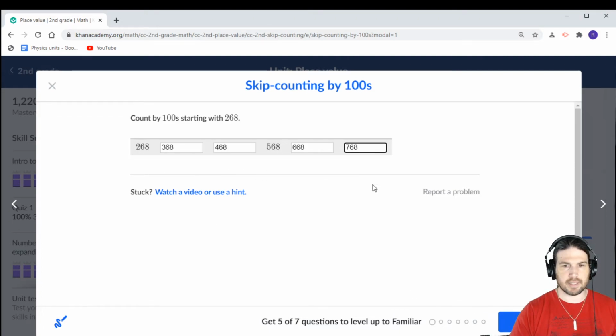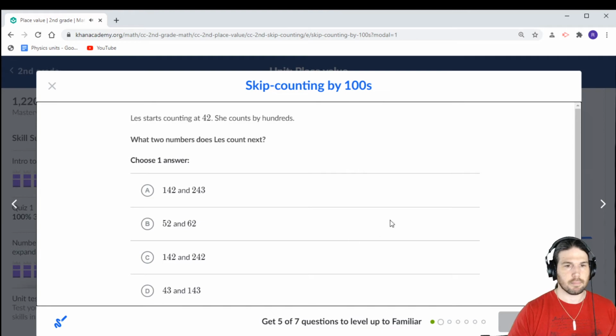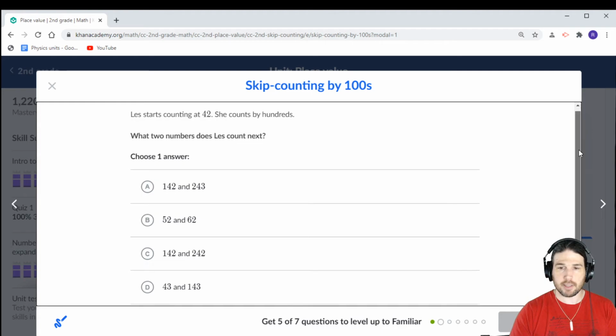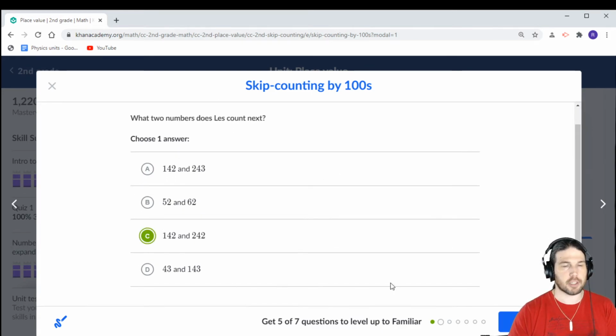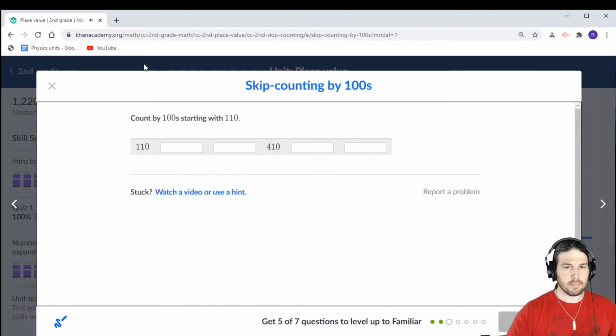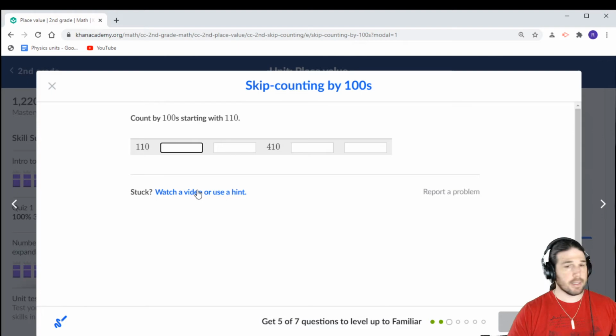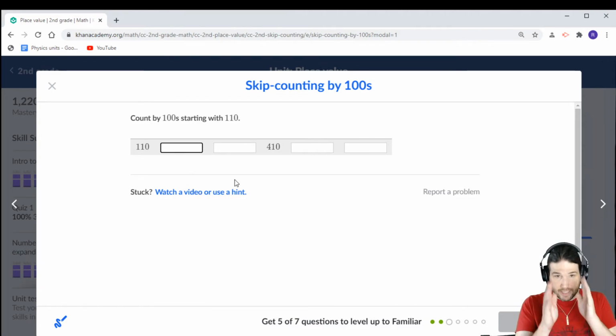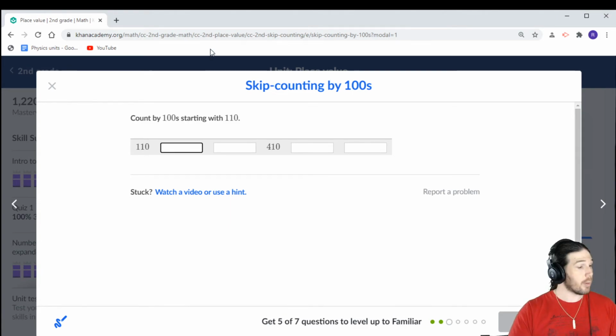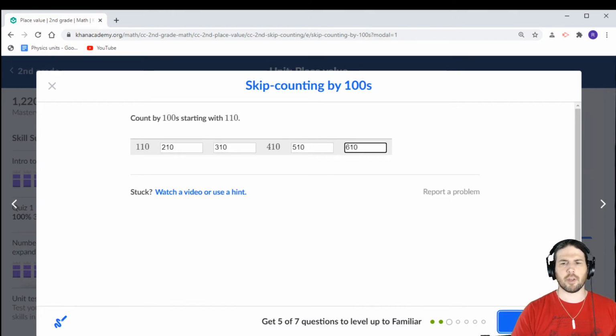2, 3, 4, 5, 6, 7. Moving on. Les is counting at 42. She counts by hundreds. So next will be 142 and then 242. And again, on this problem set, if I was a student doing this problem set, I would actually just count up 2, 3, 4, 5, 6, and then I would put the 10 into each one. But you can do it however you want.